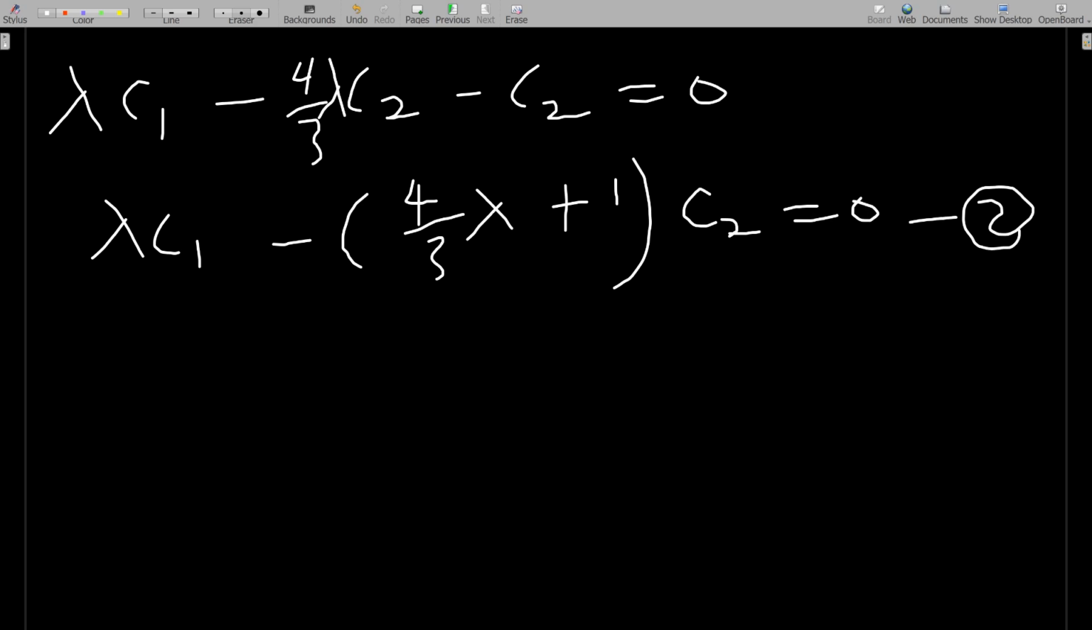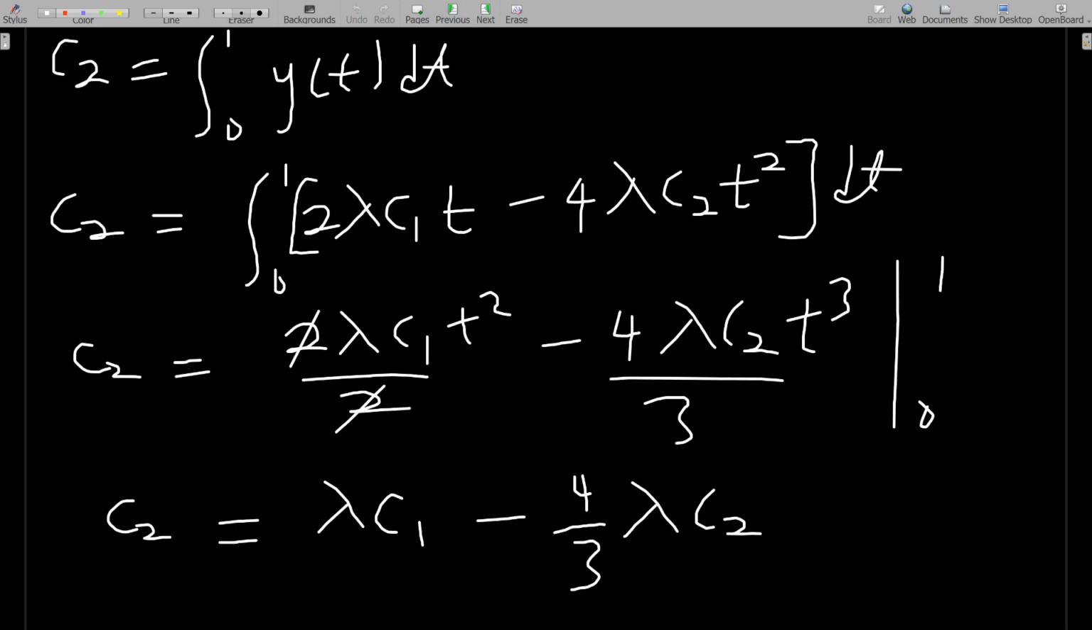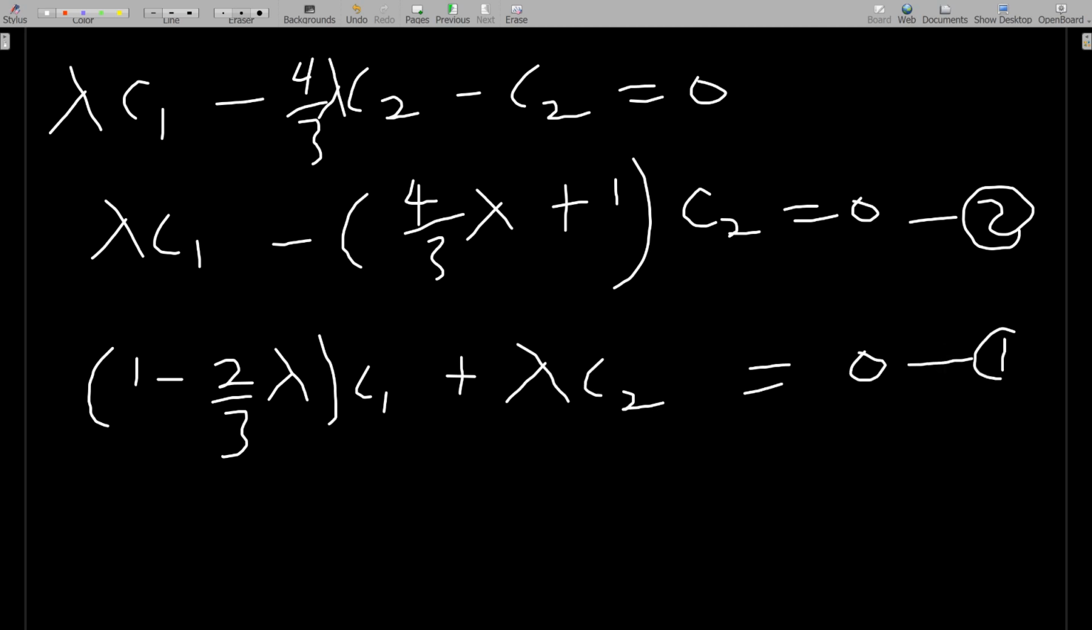The first equation is this one. I have 1 minus 2 over 3 lambda c1, then plus lambda c2 is also equal to 0. This is the first equation that we had.